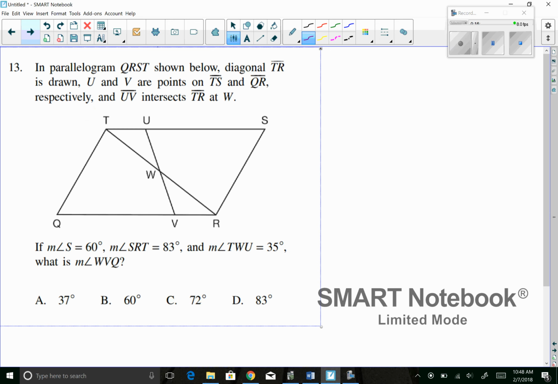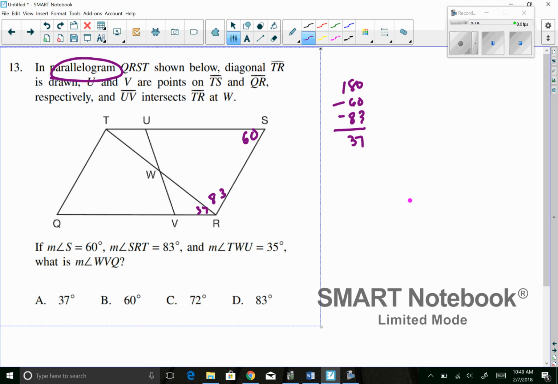The next one, angle S is 60. Angle SRT is 83. Well, I know angle S and angle R, since this is a parallelogram, are supplementary. I know that they have to add up to 180. So if I take 180, subtract angle S, and subtract the part of angle R, I should be able to figure out what's left here, right? So if I take away the 60, I'm left with 120, so that's 37. So this little angle in here is 37.